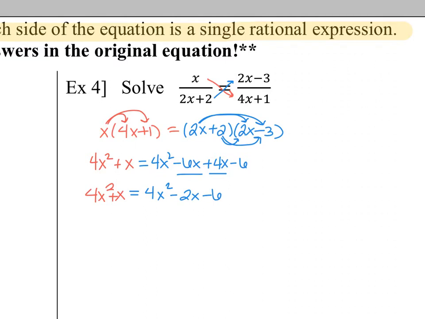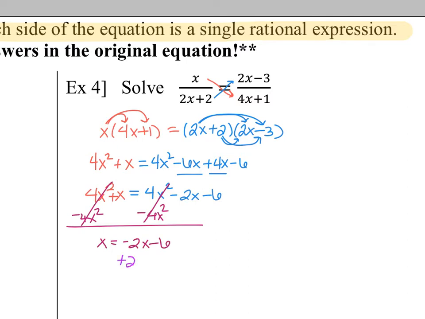Okay, so now let's start moving things across. So I'm going to move my x squareds first. So I'm going to subtract 4x squared from this side and this side. And if we notice, in this case, both of these are going to add to 0. So all we have left is x equals negative 2x minus 6.